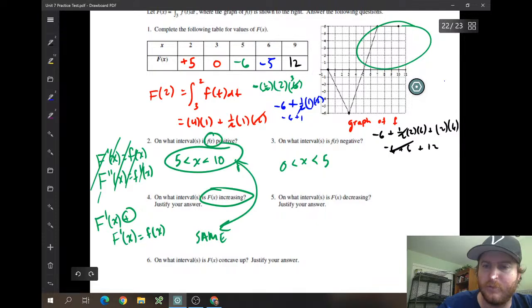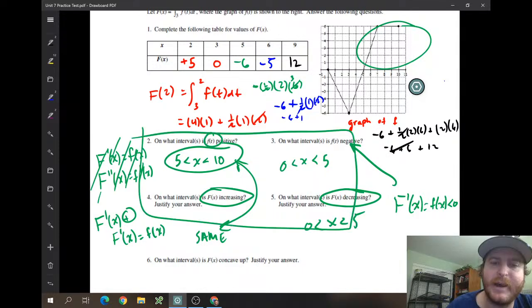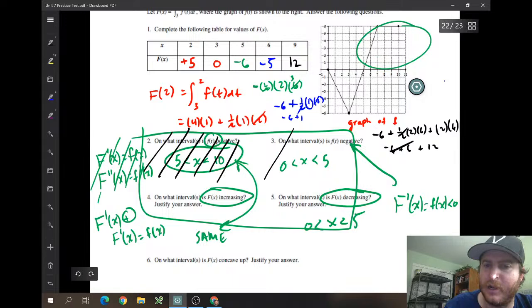Then where is big F decreasing? That would be when big F prime of x, which is equal to little f of x, is less than 0. Well, that's the same question here. So 0 less than x less than 5 again. So make sure that you realize those are the same question. Okay? An AP exam will never ask question 2 and question 3. It will always ask question 4 and 5.